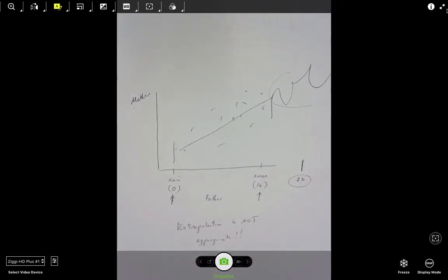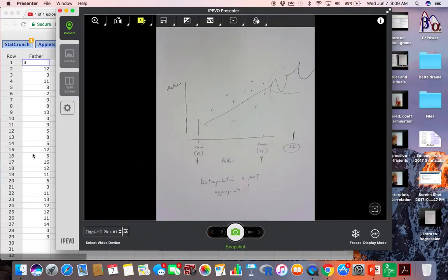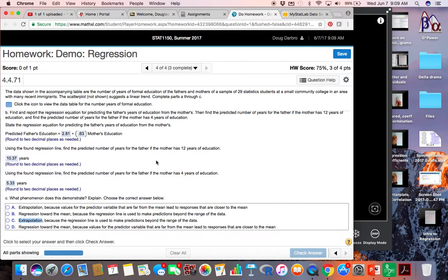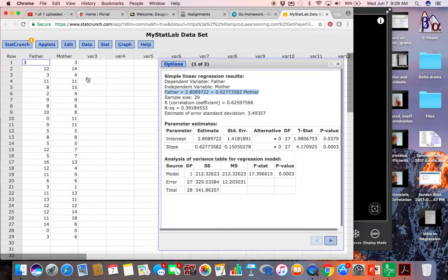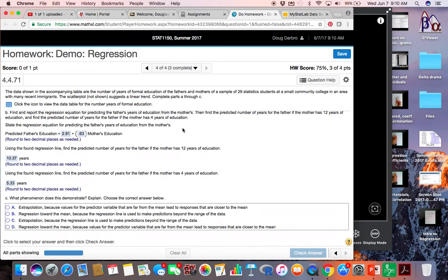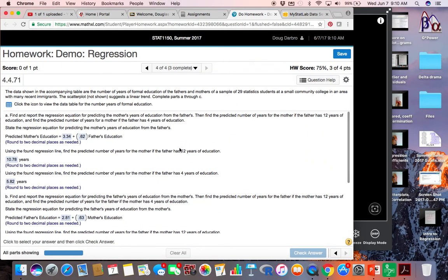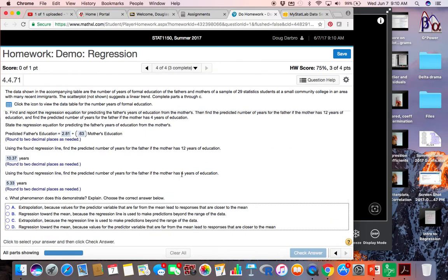Now, if we go back to our problem here, you can see that we're not performing extrapolation because we use 4 and 12, which is included, or at least I think it is. I didn't check the mother's. Mother's ranges from 0 to 18. Okay, so we're not doing extrapolation because the values that we're trying to predict for, in both cases, 4 and 12, are included between the x-min and the x-max.